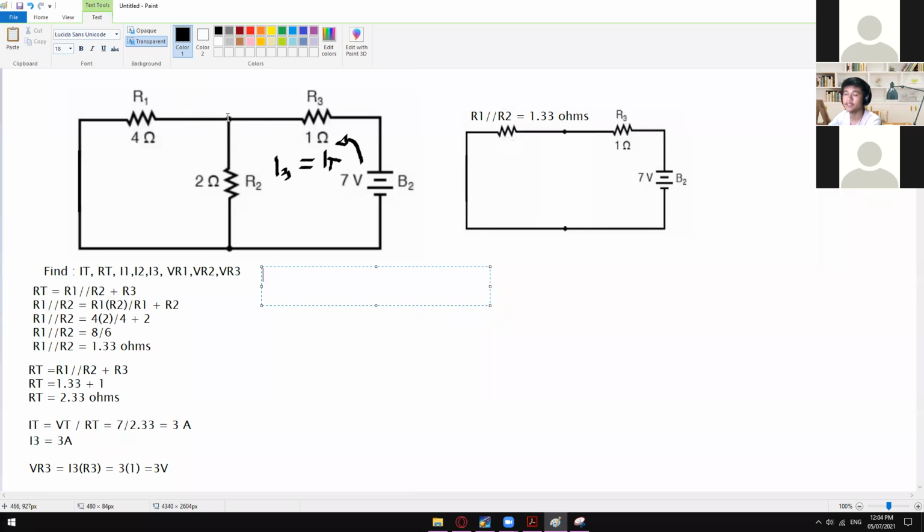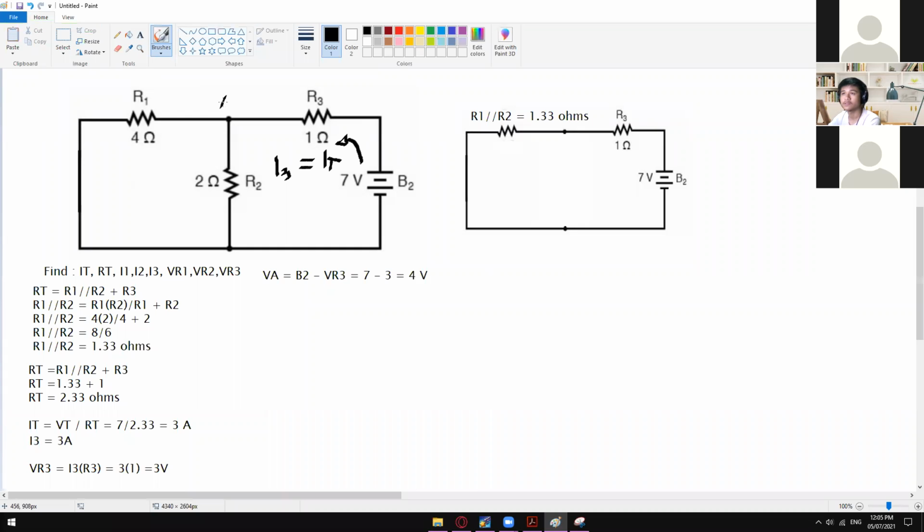So we need to find the potential voltage at this node. Let's just name that one potential voltage at node A. VA is equal to VB2, or the B2 itself, minus VR3, the voltage drop across R3. So B2 is 7 volts minus VR3, which is 3 volts. So 7 minus 3 is 4 volts. So that is the potential voltage across node A, which is the same, 4 volts.